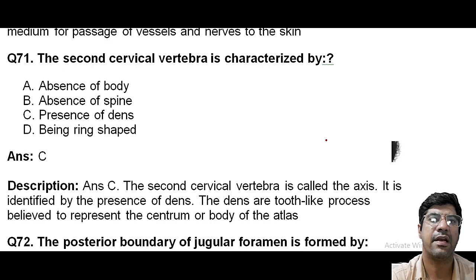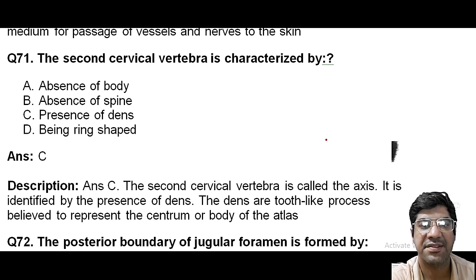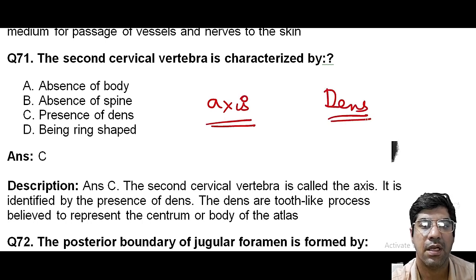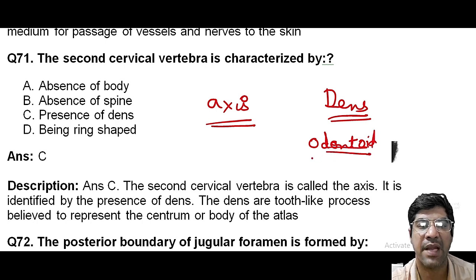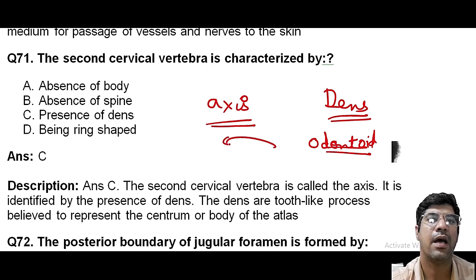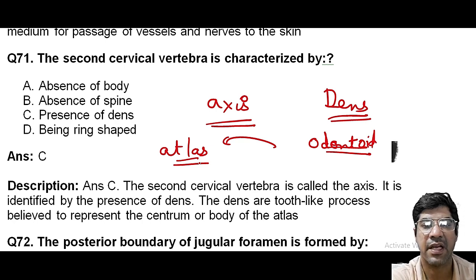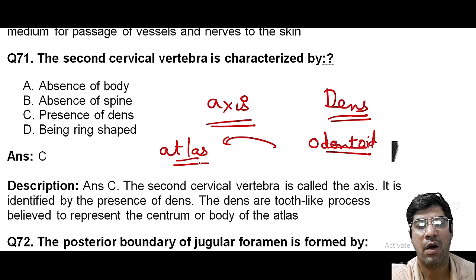The second cervical vertebra is also known as the axis. It is characterized by the presence of the dens, also known as the odontoid process. It is a tooth-like projection from the axis bone and it acts as a pivot joint for rotation of the atlas, that is the first cervical vertebra, and the head. So that allows movement of the head from side to side.